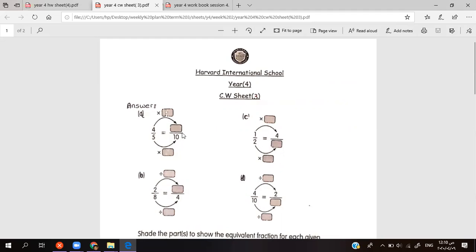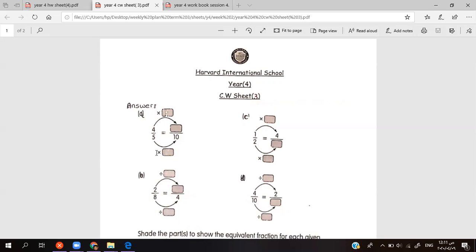I will answer A and B with you, and you're going to answer C and D. Here there are no drawings, and he wants me to write an equivalent fraction to 4 over 5. Now I'm going to ask myself, how did the 5 become a 10? By multiplying by what? 5 times 1 is 5.